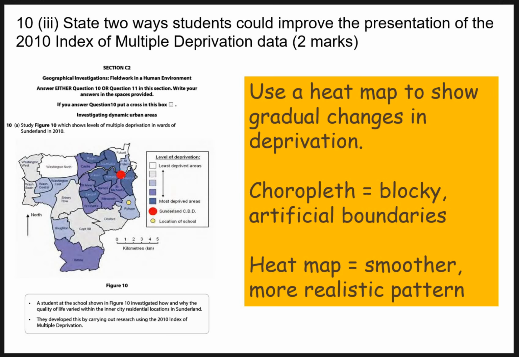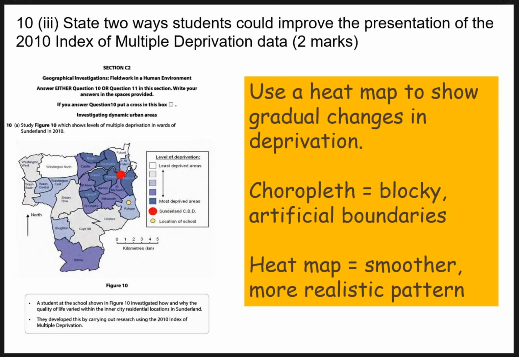Some other options that you could use and talk about is a heat map to show gradual change. And really the difference here is that within the choropleth you've got artificial blocky boundaries, whereas with a heat map you might see a smoother, more realistic pattern.